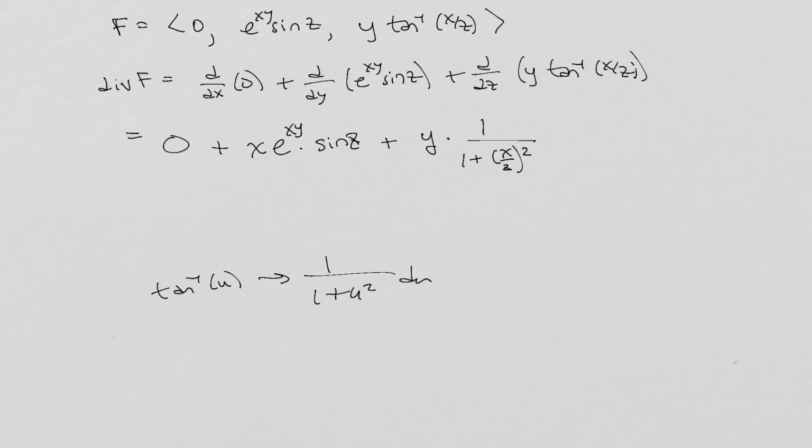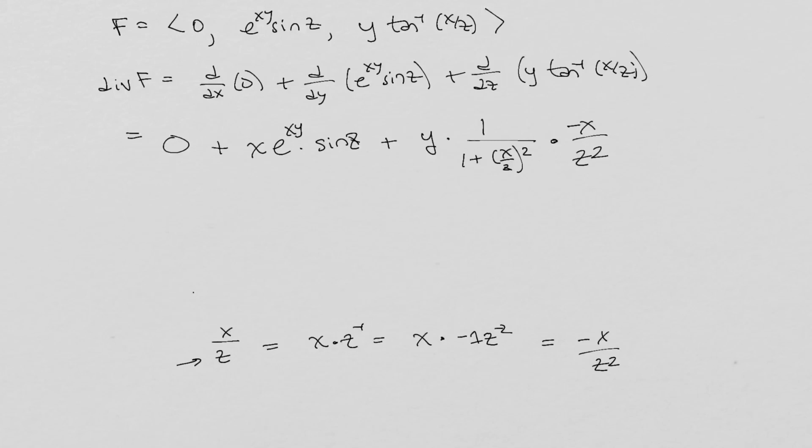Right? And then if I have x over z, what's its derivative with respect to z? Well, that's the same thing as x times z to the minus 1, so I'll leave that x alone. And the derivative of z to the minus 1 is negative 1, z to the minus 2. So it looks like it's a negative x over z squared. So let me put that up here as well. Okay. And then if you notice again, that's not a vector anymore. It is just a scalar. Right? So again, the divergence of f returns a scalar.